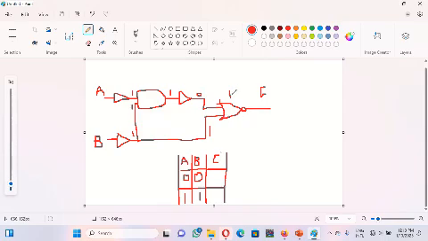And then when it passes through this NOT gate, I would get the opposite of this, which is 0. So this makes our output here 0. So C becomes 0 for the first set.